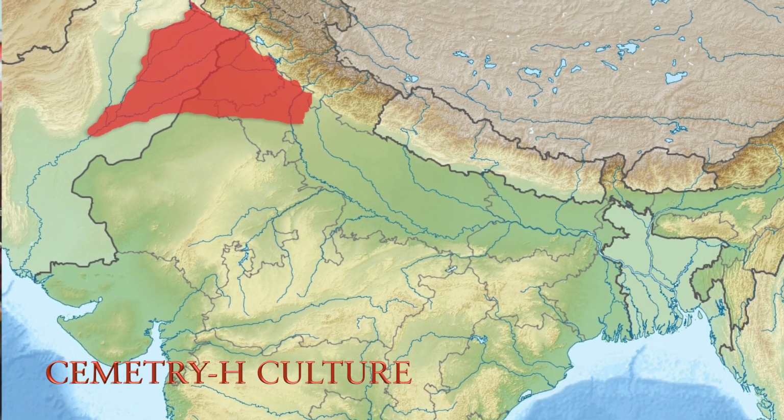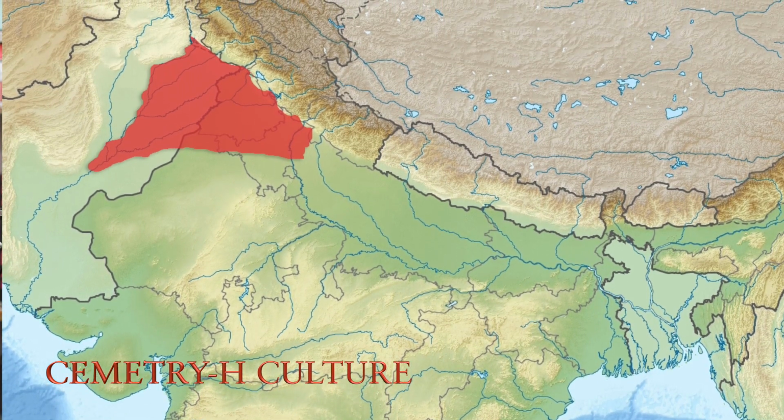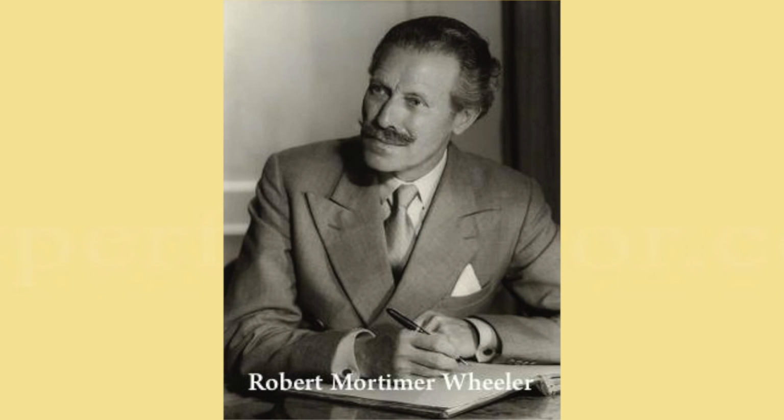Now when we move up north, in the area around the city of Harappa, we find that a different culture has emerged, called the Cemetery H culture. The Cemetery H culture is also important because archaeologists like Mortimer Wheeler believe that this culture represents the Aryan culture, and according to him, the Aryans who invaded India around 1500 BCE settled in this area, and the culture which emerged after their conquest is the Cemetery H culture.